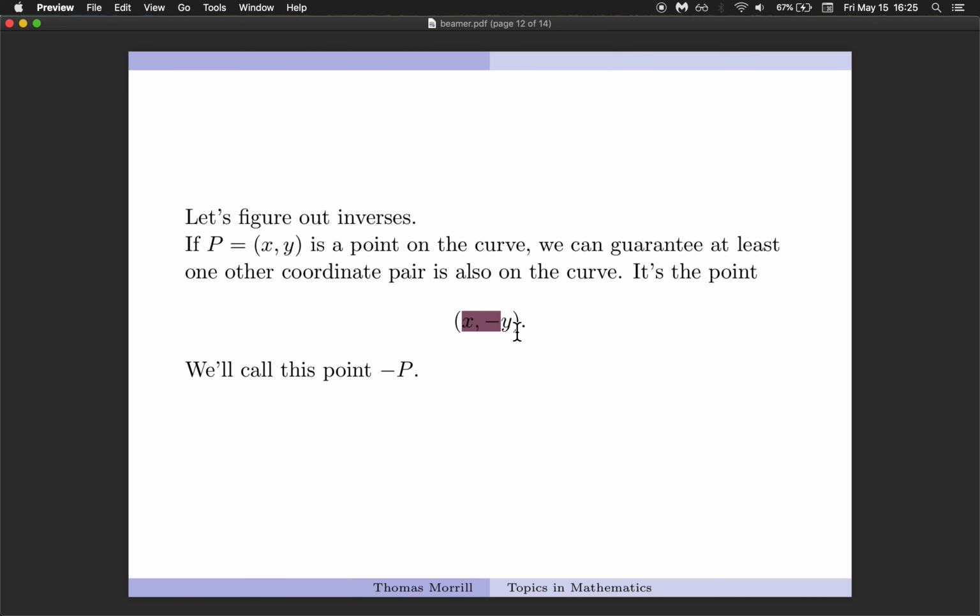This is the only way I can guarantee having another point if I don't know what my formula is, right? I might not know what the number A is. I might not know what the number B is. It doesn't matter. If x and y is a coordinate on that curve, then so too is x and minus y. It's a pretty pragmatic choice.